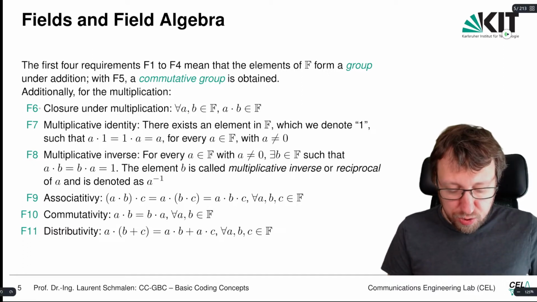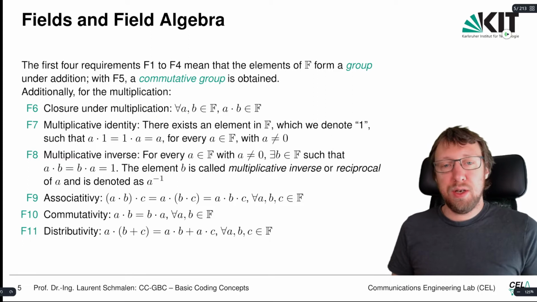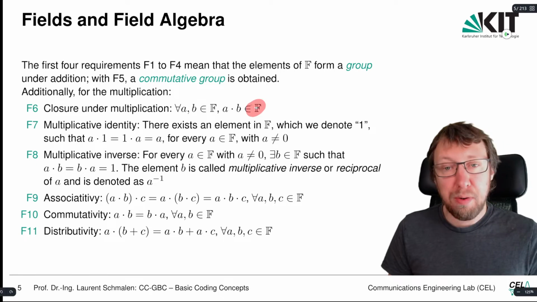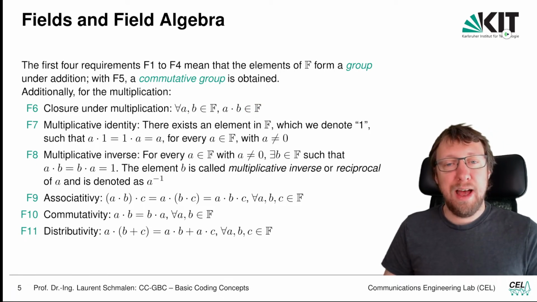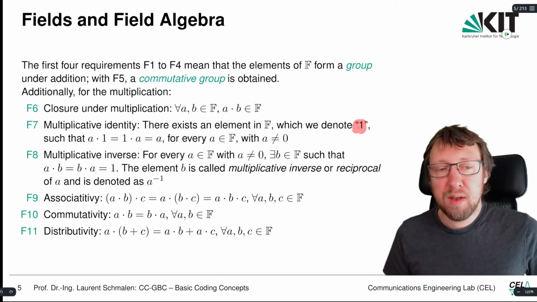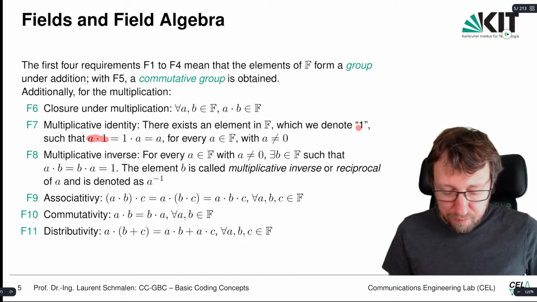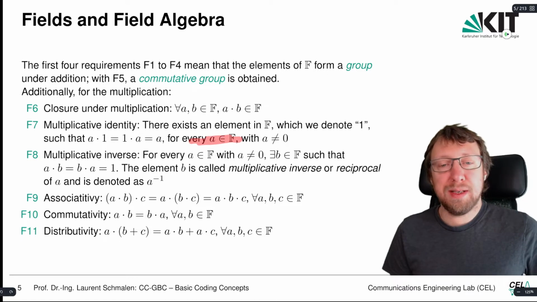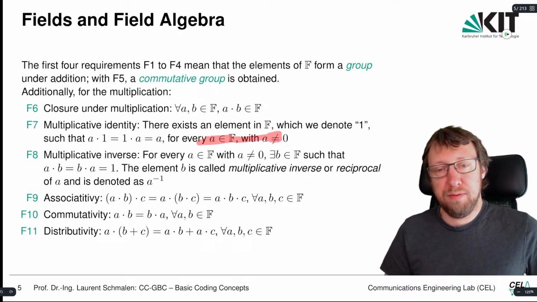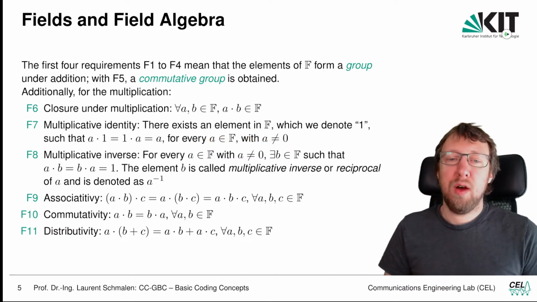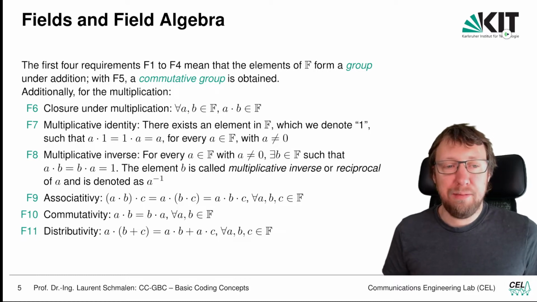Then we have closure under multiplication. So it's the same as for the addition. If we multiply two elements A and B, we end up with an element that is part of our object set F. We have a multiplicative identity, which we denote by 1, so that when we multiply A by 1, we get A again. This holds for every element A from our set F, unless A is equal to 0. So for every non-zero element A, whenever we multiply with the identity, we have the element itself.